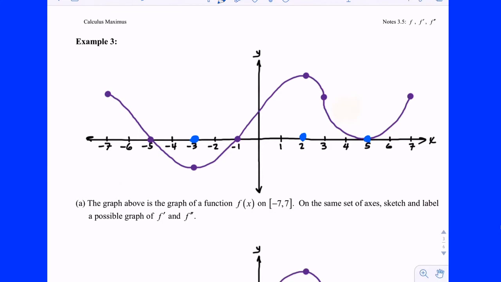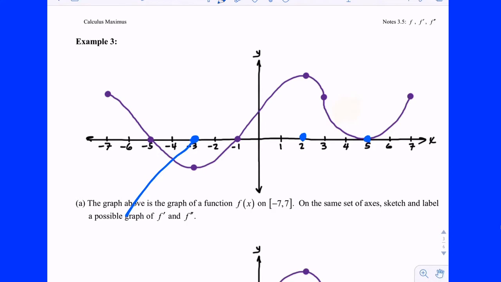Now you analyze the slopes. Notice to the left of -3, our function is decreasing, yeah? So you're going to have negative y values. So it's going to be coming in like that. Between -3 and +2, our function is increasing, so the slopes are positive.